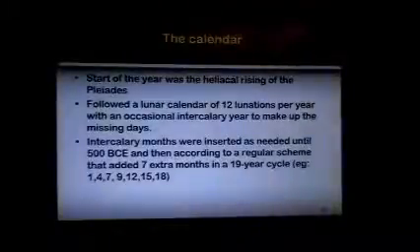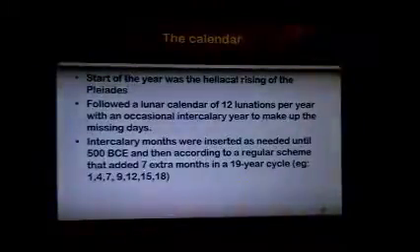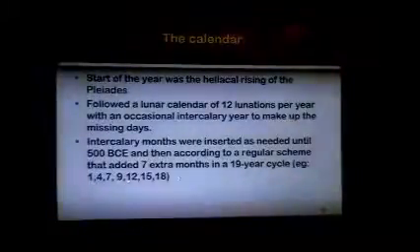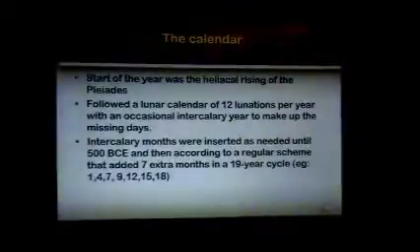Eventually, after a certain amount of time, they got a regular system of doing it called the Metonic system. So in a 19-year cycle, they put in 7 extra months, and this is one of the keys. First, 4, 7, 9, 12, 15, 18th year, they add an extra month in. The king wasn't stupid.